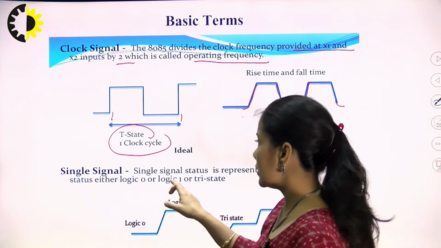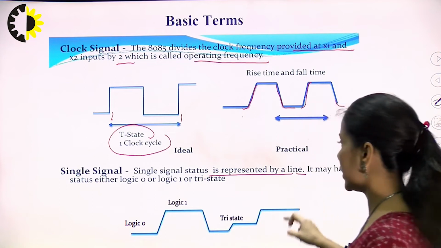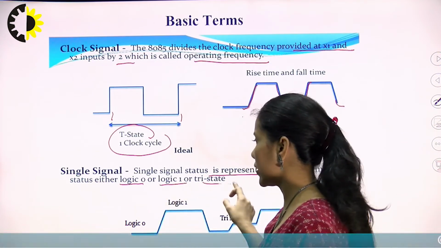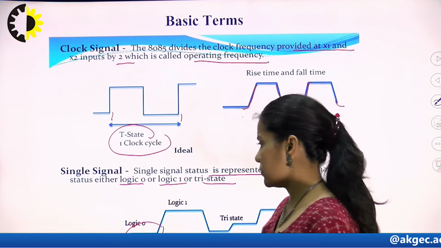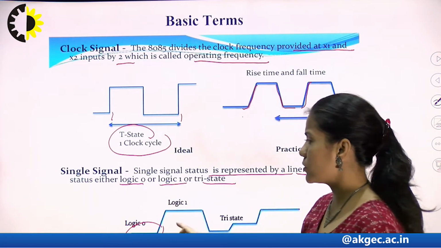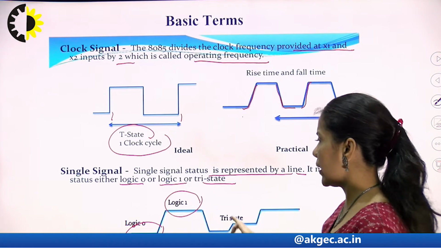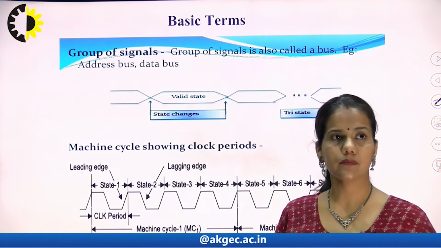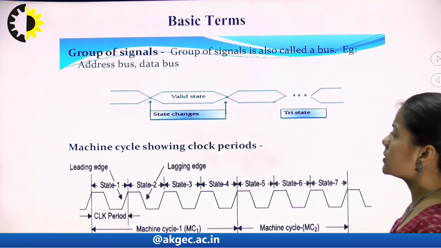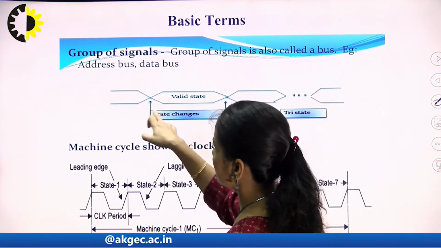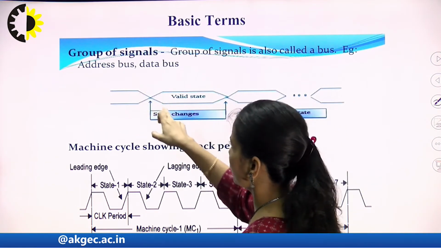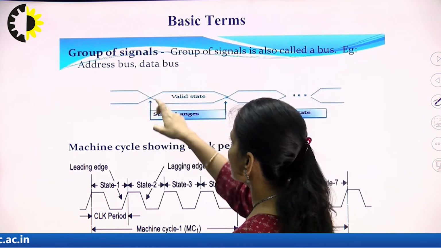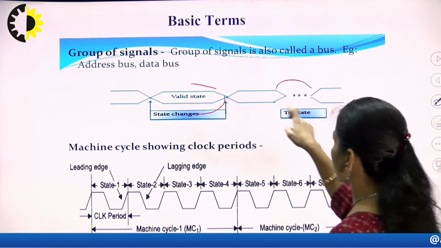Now, the single signal status is represented by a line that may have the status either logic 0, 1 or tri-state. So, the lower line represents logic 0, the upper line represents logic 1, and the line like this represents the tri-state signal. The group of signals is represented by these two crossing lines, or we can say overlapping lines. This represents the valid state and this represents the tri-state.